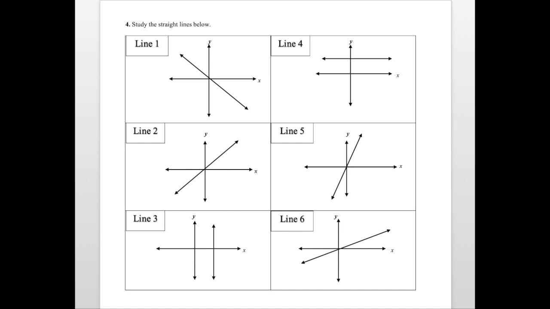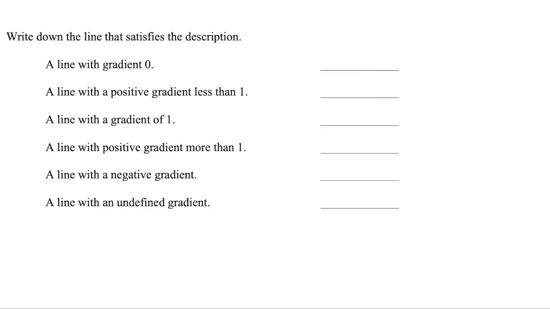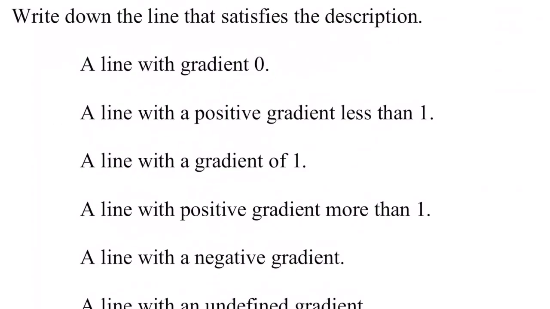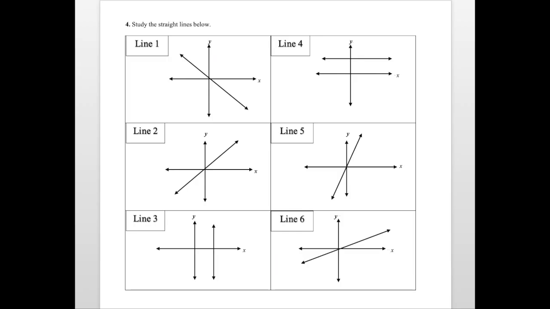Question number 4. Study the straight lines below. Write down the line that satisfies the description. A line with gradient 0. A line with gradient 0 can be imagined as a line that is flat or horizontal. Hence, from the given lines, it is line number 4 that has a gradient 0 since it is horizontal.